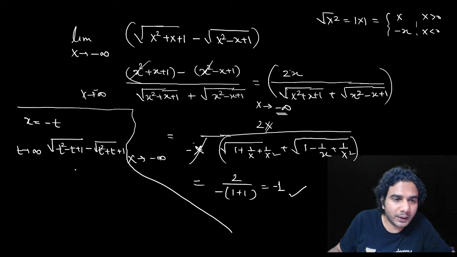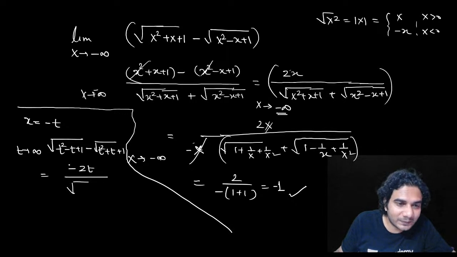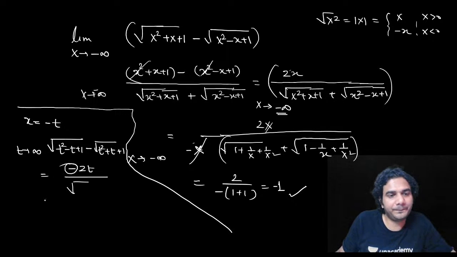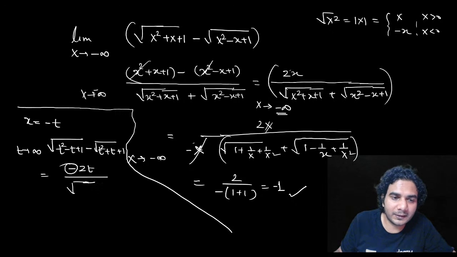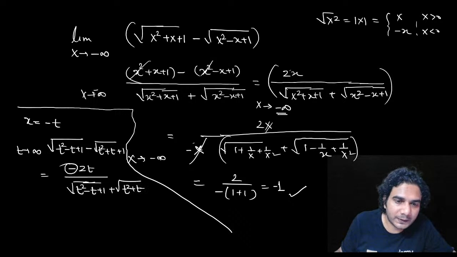Just take t common after rationalizing. If you rationalize it, it is going to be minus 2t in the numerator, divided by the denominator. You can see this minus has already appeared here, so that point has been taken care of. Now my denominator is under root of t square minus t plus 1 plus under root of t square plus t plus 1. Got it? Now you take t common, so from the denominator t will come outside.